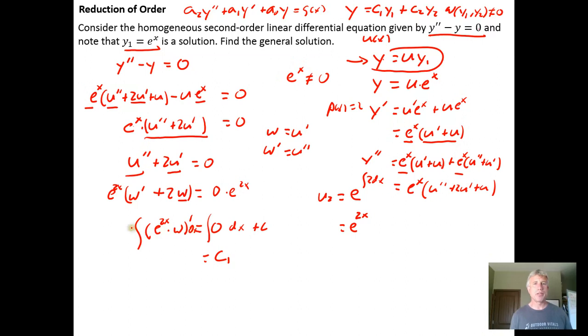And over here, when we integrate the derivative, we just get the stuff inside the integral out. So we get e to the 2x times w. And then I can multiply both sides times e to the negative 2x to get the w by itself. So we have c sub 1 e to the negative 2x. But w is equal to u prime right here. So if w equals this, that means that u prime is equal to c sub 1 e to the negative 2x. And to figure out what u is, then we have to integrate u prime.